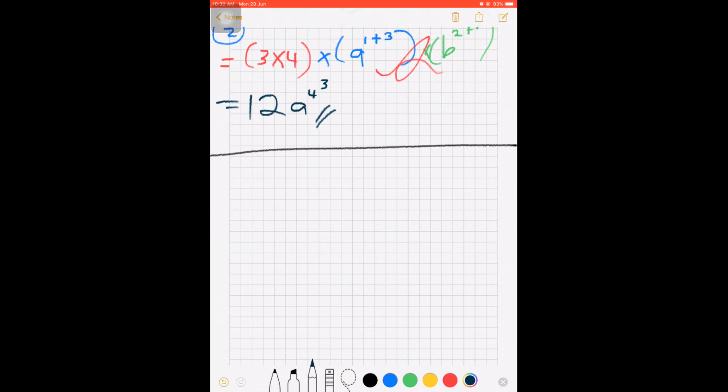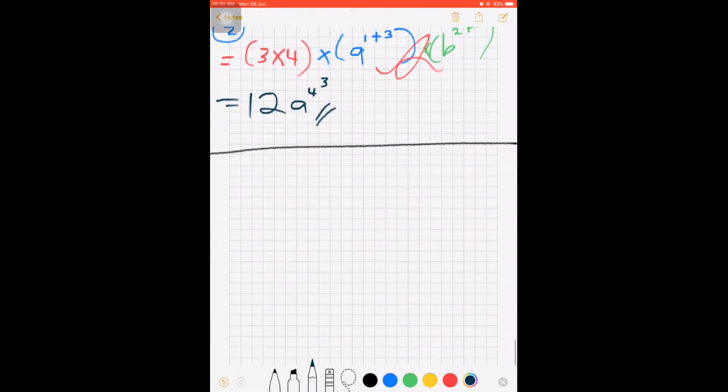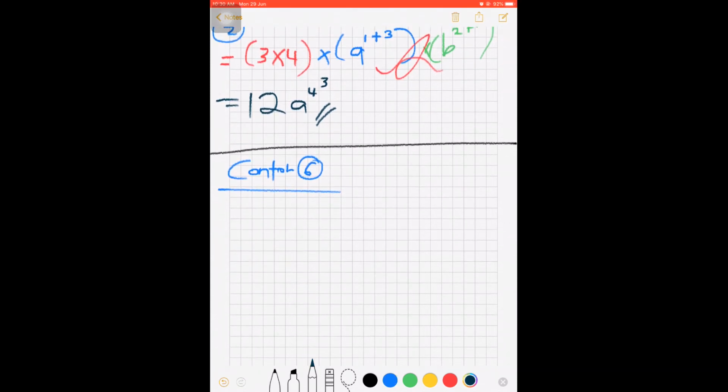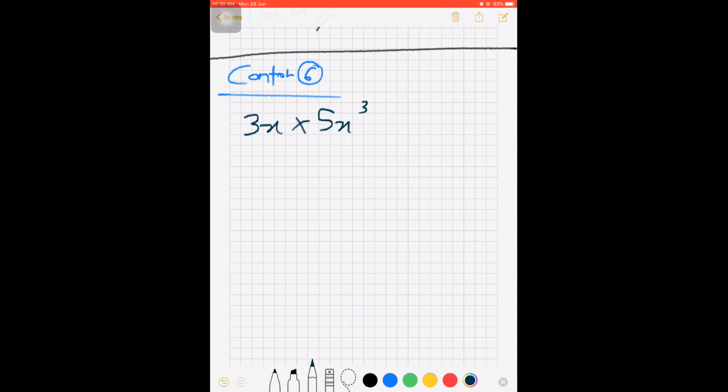Let me show you a contoh, okay, untuk fahamkan. Let's try doing contoh ke-6. Okay, let's try doing an example. Okay, example 3x times 5x kuasa 3. Okay, pretty simple. Let's do the cara pertama first.